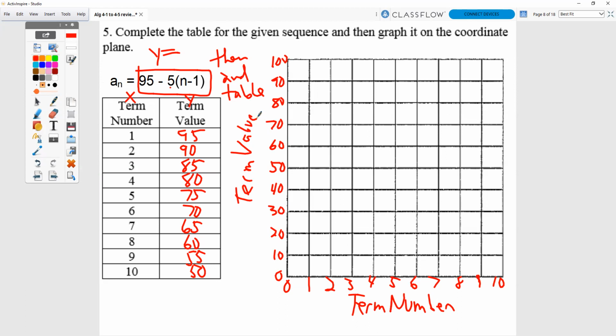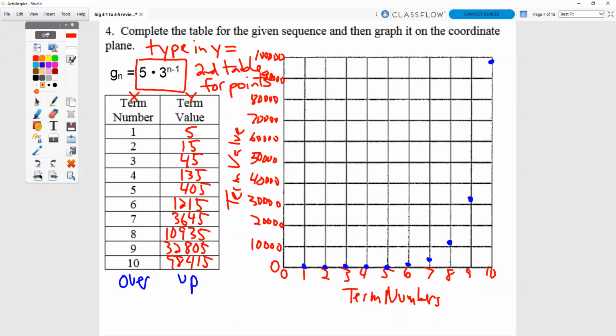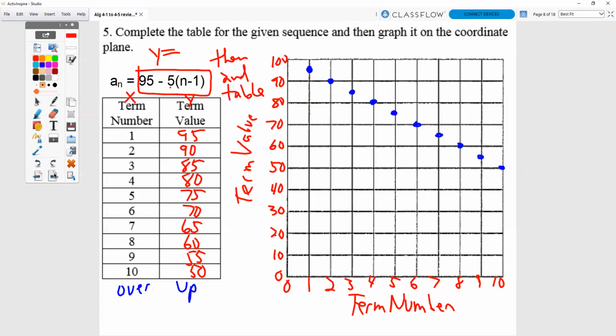When we go to graph it, 1 and 95, this is how many you go over, this is how many you go up. 1 and 95, 2 and 90. Then we have 3 and 85, 80, 75, 70, 65, 60, 55, 50. Notice that it forms a straight line. Remember, geometric sequences, we're going to see a question like this later. Geometric sequences are curved like that. Arithmetic sequences are straight lines like that. We don't connect the dots.